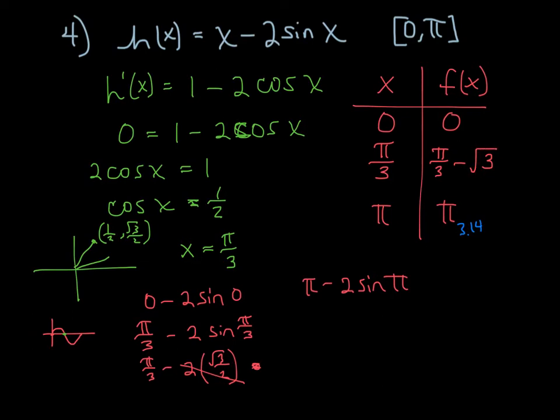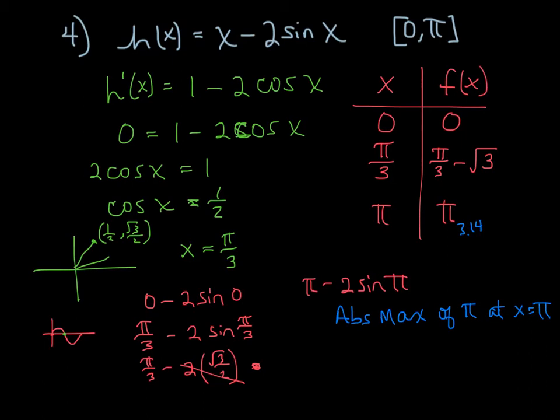So I would say for sure that pi is my absolute maximum. Okay, so I can make that conclusion. I can say that I have an absolute max of pi at x equals pi.